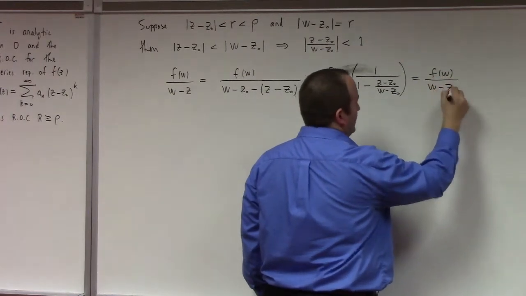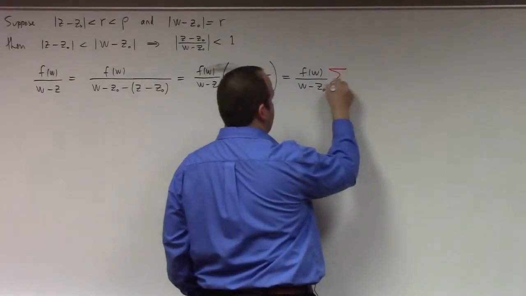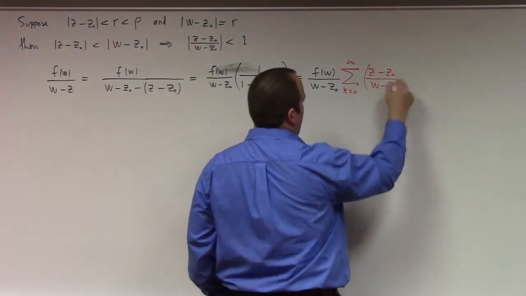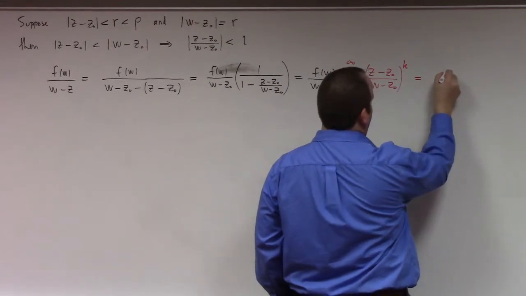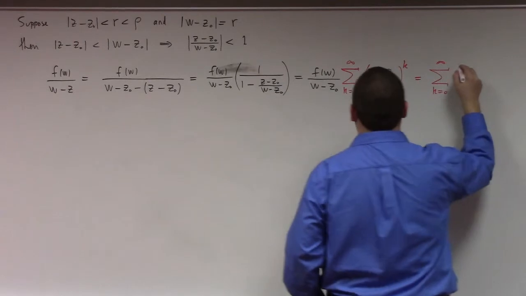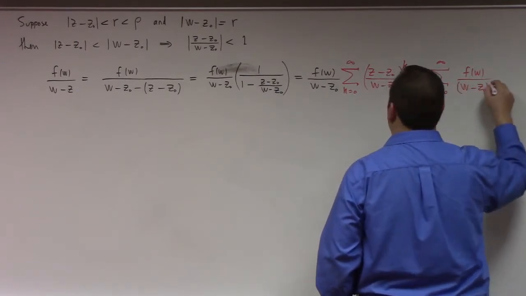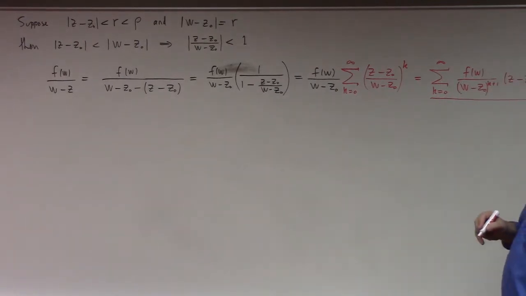The answer is to use the geometric series with the ratio of z minus z naught over w minus z naught, which we know we can do because of the preconditions, forcing that ratio to have modulus less than 1, right? So this is the sum k equals 0 to infinity of z minus z naught over w minus z naught to the kth power. Geometric series result we proved earlier, right? But we can clean this up a little bit more. What is this actually equal to then? The sum k equals 0 to infinity of f of w over w minus z naught to the k plus 1 times z minus z naught to the k. Okay, there we go. That's a pretty nice formula for f of w over w minus z.